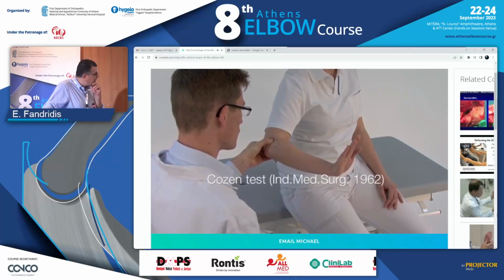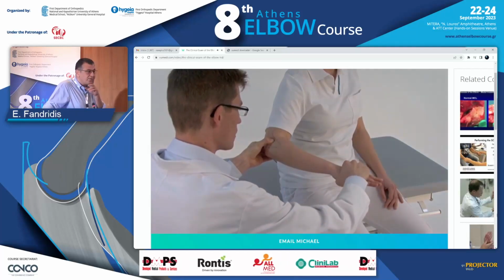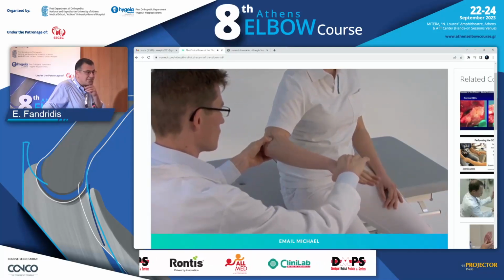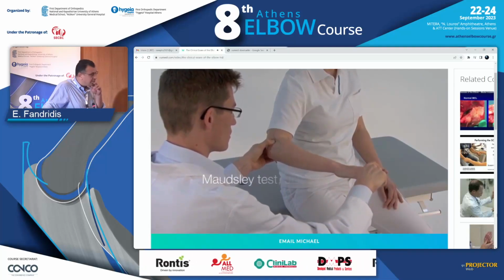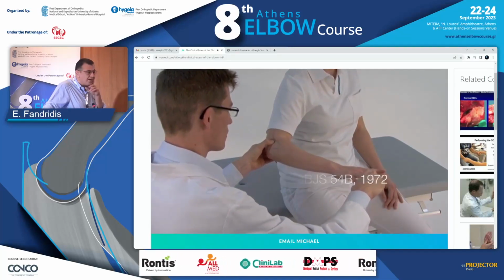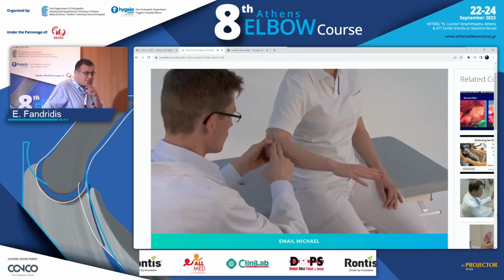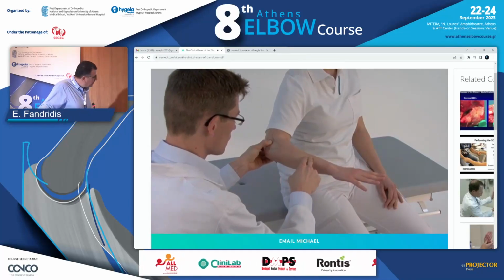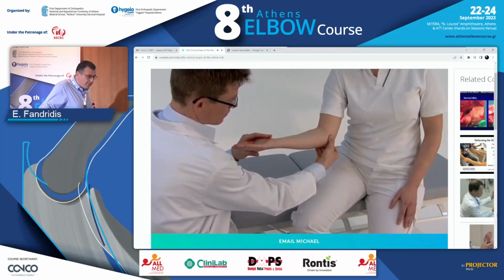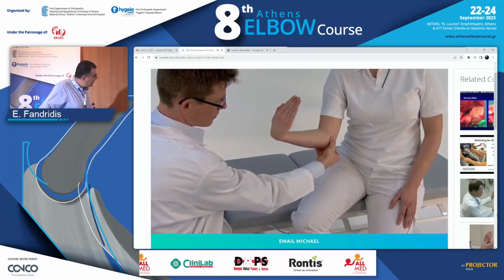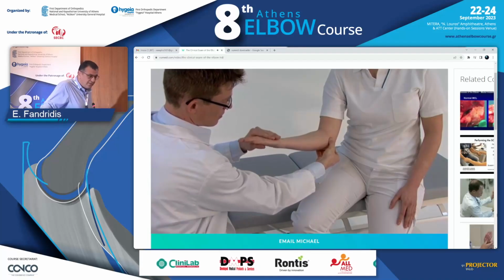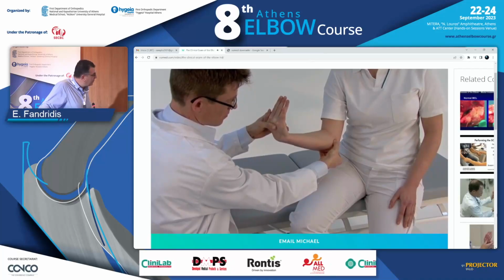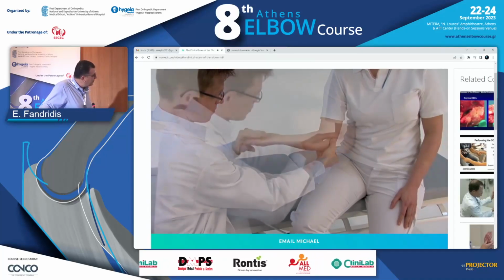Lateral epicondylitis, Cozen test. This is positive with pain over the fascia of the extensor carpi radialis when you have a resisted wrist extension, or the Maudsley test when you have resisted middle finger extension, also with pain over this fascia coming from the extensor carpi radialis brevis. And on the other side, on the medial epicondyle, resisted flexion is a reverse Cozen or the Mills test. In the same way, you have pain on the medial epicondyle during resisted flexion.